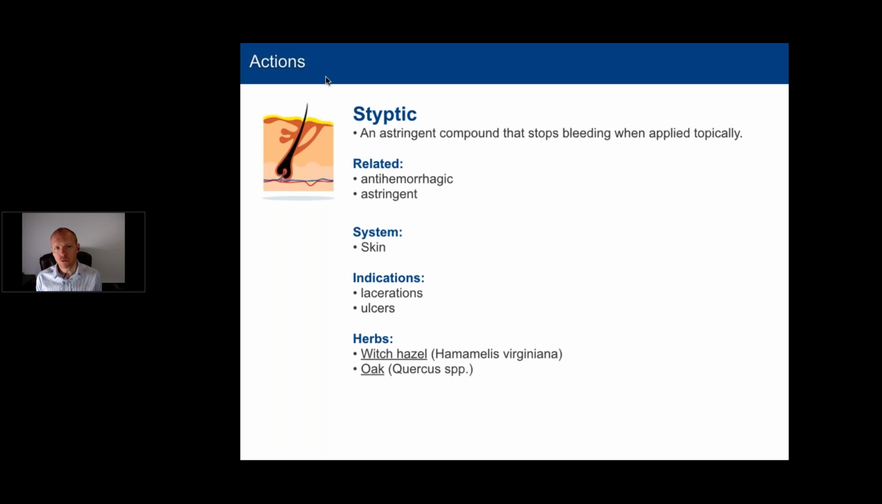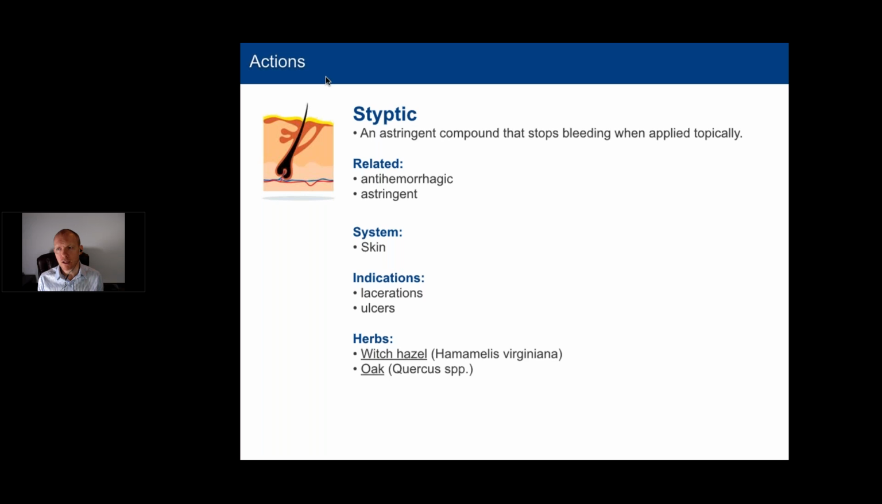The next action, some of these actions will go much quicker because we've sort of given a little bit of background on the previous slide. So styptic is an action, and basically this is a substance that, when applied topically to the skin, is used to stop bleeding. So these are astringent compounds that are applied topically, and so again, it's related to astringent compounds or anti-hemorrhagic actions. It's used primarily for cuts and also for bleeding ulcers. Again, witch hazel and oak are two archetypal ones that are used for that. There are lots of other herbs that have a styptic property, but we're just focusing on this.